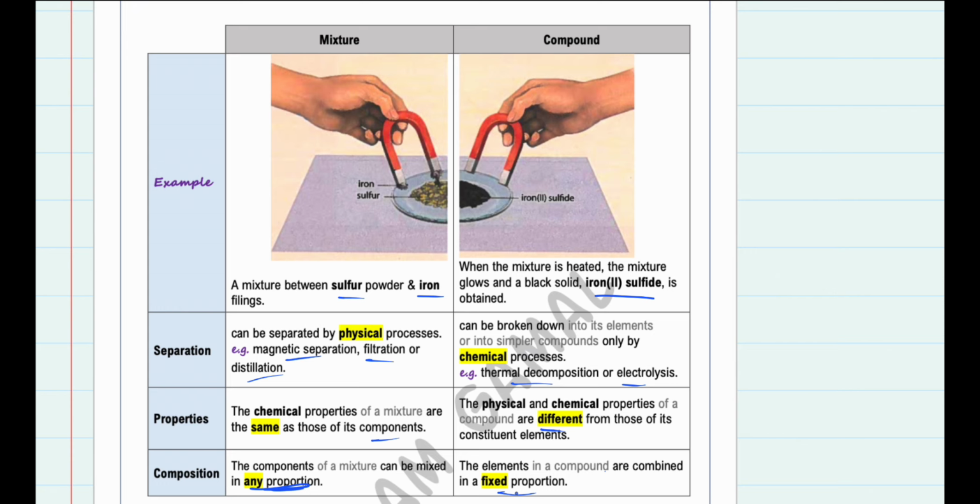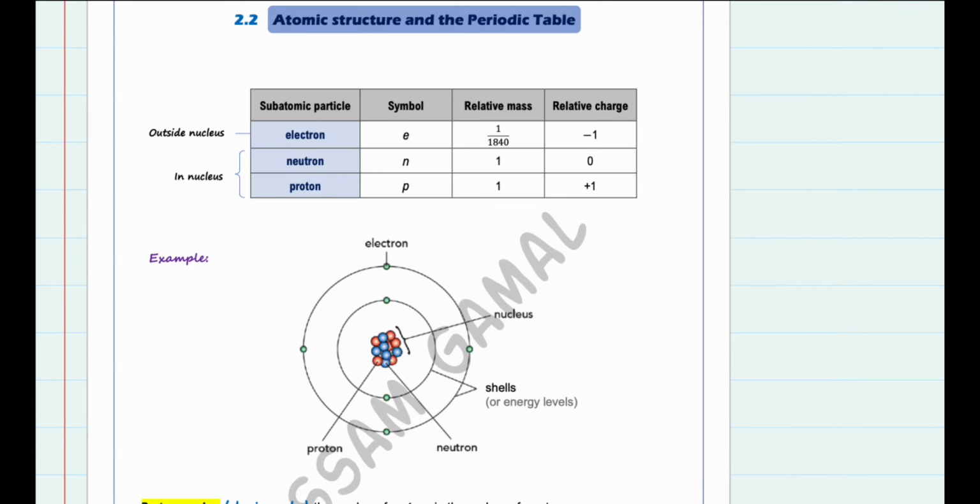Any atom has two main regions, nucleus in the center, and outside the nucleus we have electrons. So we have three subatomic particles. We have electron, neutron, and proton. The relative mass of an electron is 1 over 1840. For a neutron it's 1, for a proton it's 1. The relative charge of an electron is -1, a neutron is neutral, it's 0, and a proton is +1.